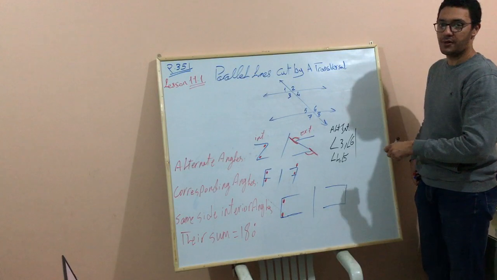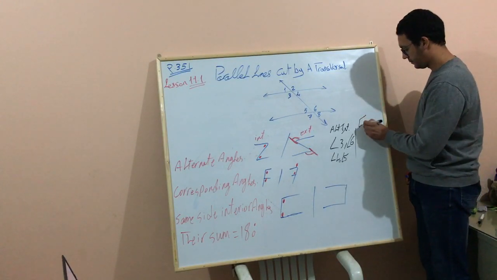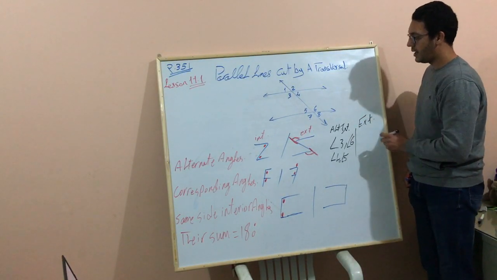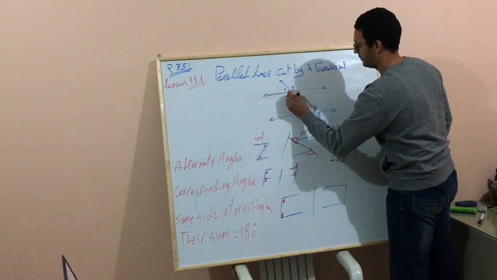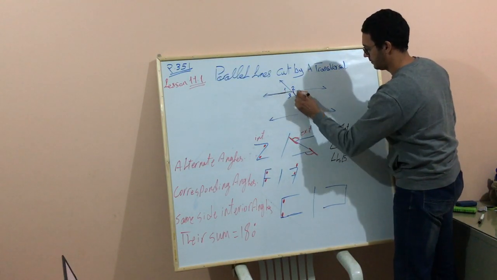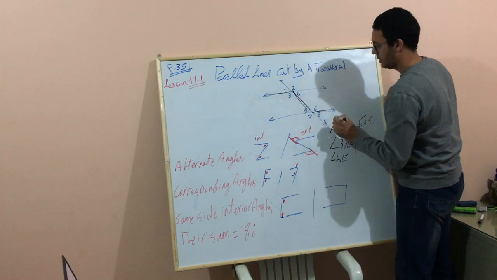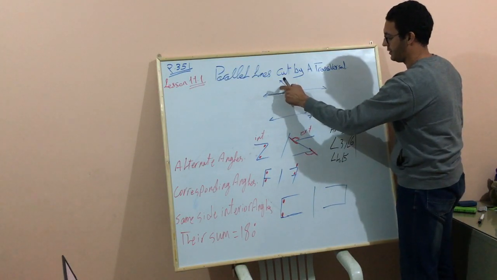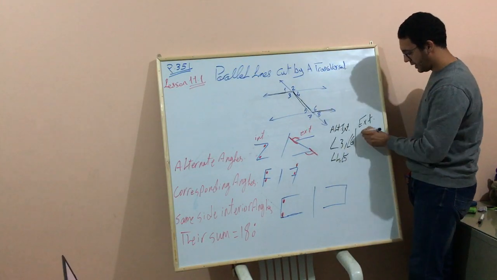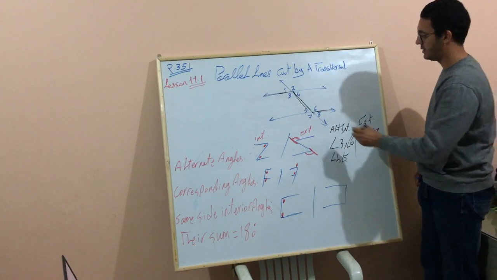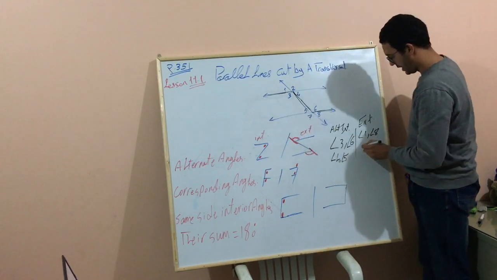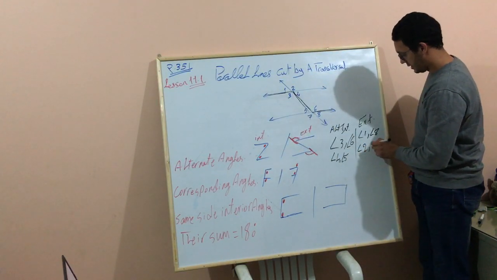If I'm going to talk about the alternate exterior, if you look at the Z again, just like this. I'm looking at the upper part of the Z and the lower part of the Z, so angle 1 and angle 8 are alternate exterior angles. And on the other side, we have angle 2 and angle 7.